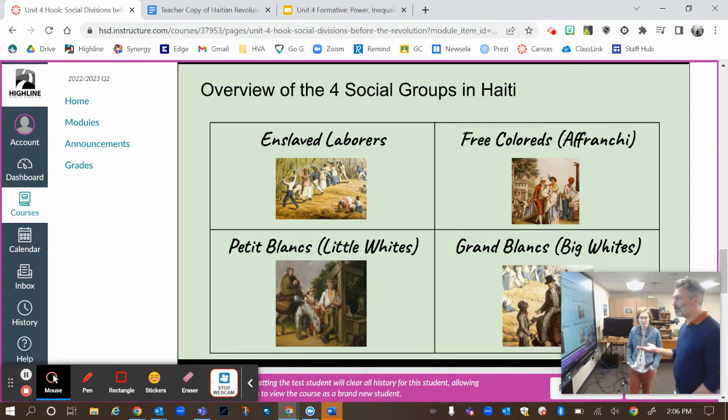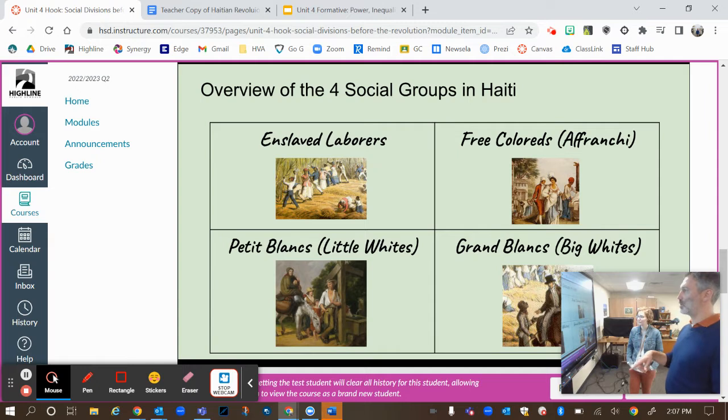Obviously, there were the enslaved laborers. They were 90% of the population. It was a wildly large slave population for this colony. This colony was also one of the richest colonies in the entire French Empire, in all of the New World. They were making sugar and other things that they were exporting back to Europe, and it was very, very popular. White gold, they called it. So that was the enslaved laborers.